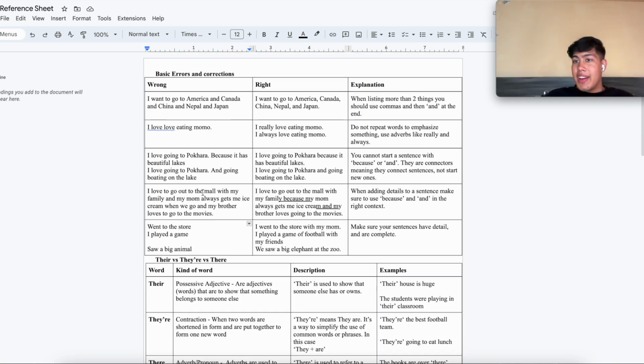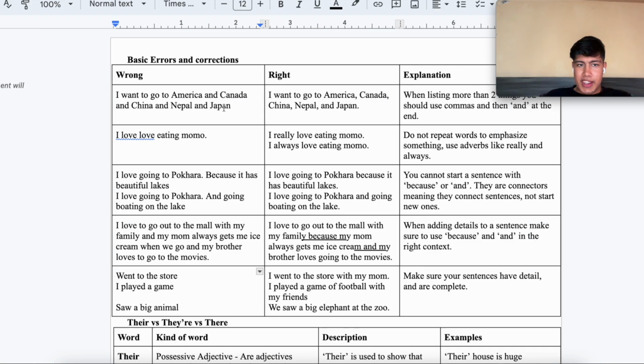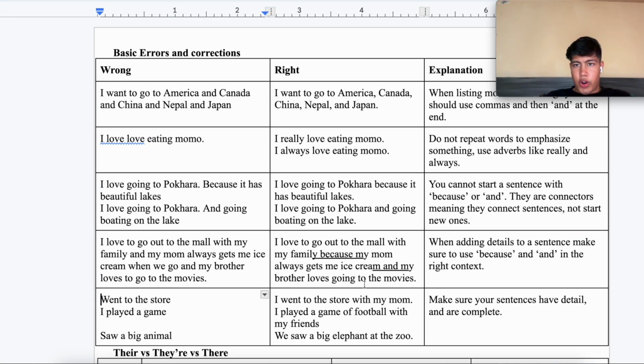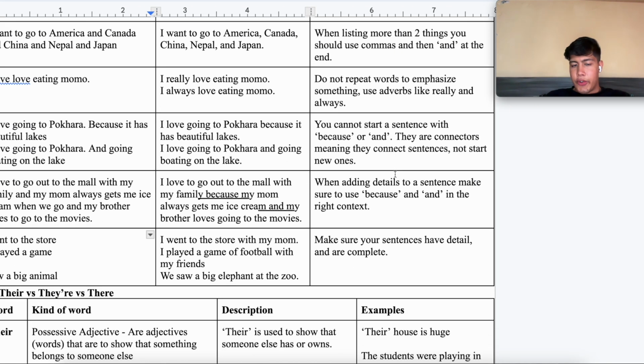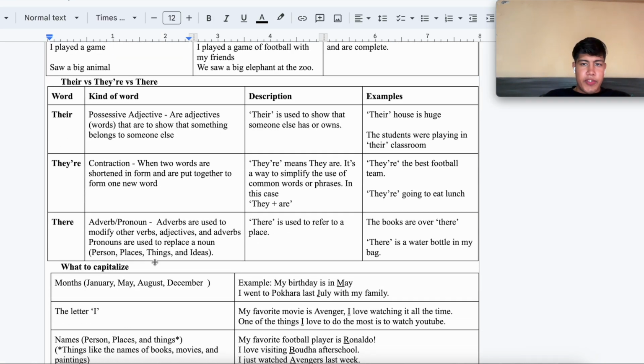To that end, to help you guys, I've made this sheet for everyone. Basically, this sheet is all the major stuff that I want you guys to review and keep in the front of your mind. This includes a lot of the basic mistakes. So, what's wrong, what's right, and why is it wrong, and how to make it right. And some of the other stuff that we've been getting wrong.